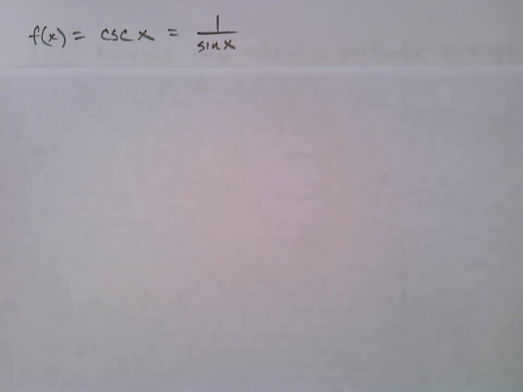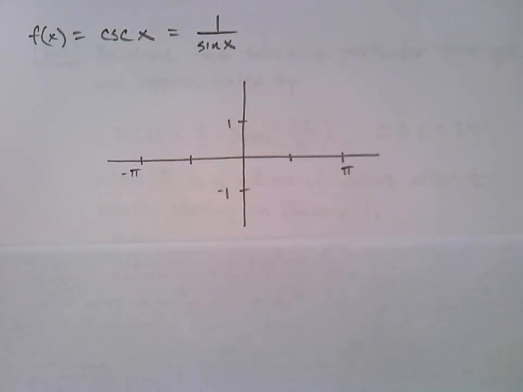Okay, let's look at f of x equals cosecant of x, which we recognize as being the same thing as 1 divided by sine of x. So let's take a look at what the graph's going to do, and just briefly discuss the domain and range. So I'm going to set it up like this. This will be plenty enough to show us the behavior.